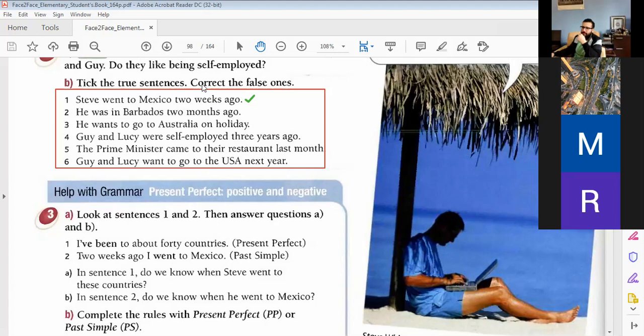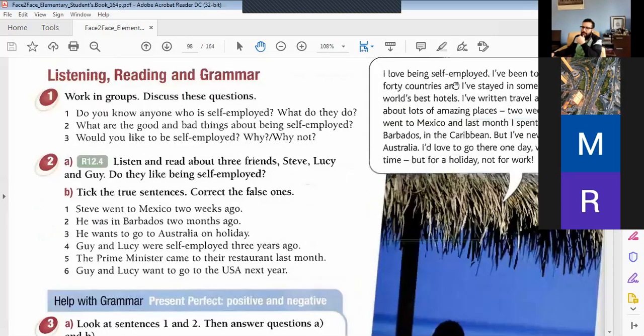I'm not sure, 2 months or 1 month. I'm not sure. He spent 5 days, I think. Okay, let me show you what Steve said. Can you see it? Yes. 5 days. 5 days in Barbados.